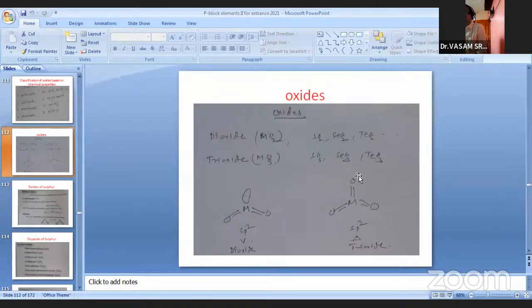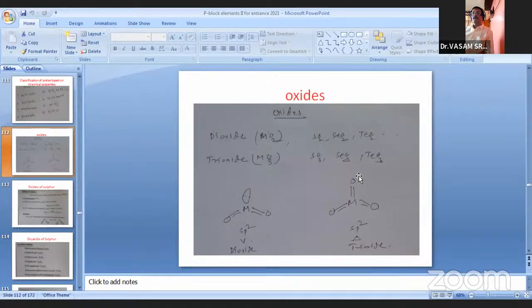And now come to the normal oxides, the 6th group oxides. The 6th group elements, when reacting with oxygen, give 2 types of oxides: one is dioxide and the next one is trioxide. Dioxide general formula MO2 and trioxide general formula MO3. Best examples: MO2 is SO2, SeO2, TeO2. And MO3 examples: SO3, SeO3, TeO3, sulfur trioxide, selenium trioxide, and tellurium trioxide.